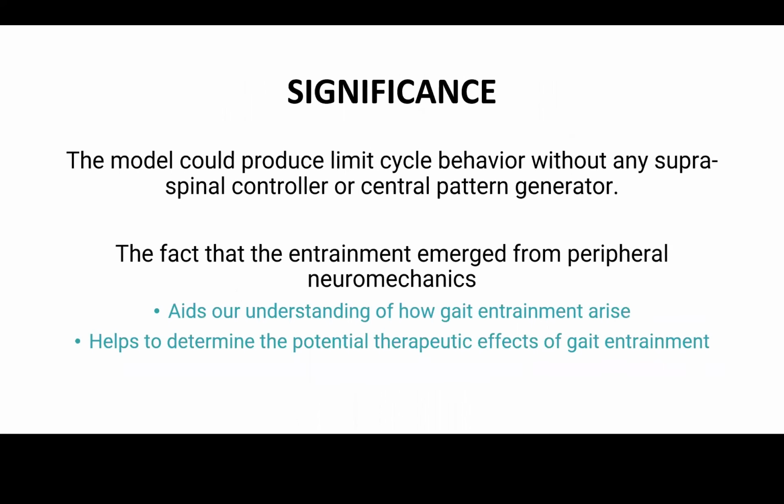There are several reasons why this work is significant, and first of all, the model could produce limb cycle behavior without having any type of supraspinal controller or central pattern generator. This means that entrainment is emerging from purely peripheral neuromechanics, and this fact can aid our understanding of how gait entrainment arises. It can also help us determine the potential therapeutic effects of gait entrainment.